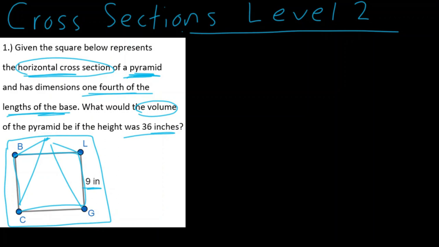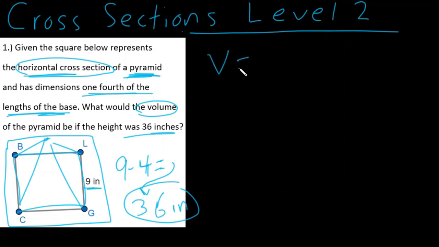So how do you rectify that? Well, you can simply do 9 times 4, which will of course give you 36. So the lengths of the base are actually going to be 36 inches. Now that we know that, this becomes a really easy problem. We're looking for the volume of a pyramid, and the volume of a pyramid will be 1/3 area of the base times the height.